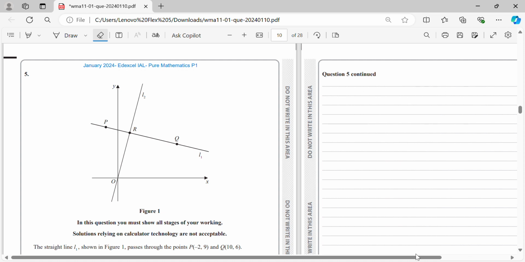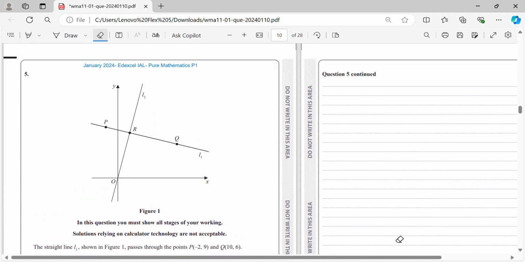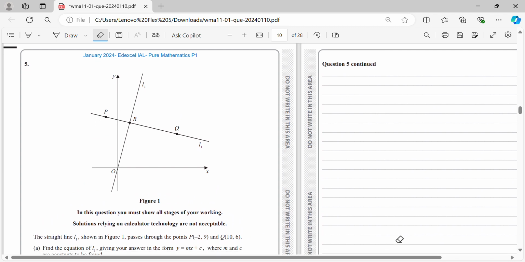This is question number 5 from the January 2024 Edexcel IAL Pure Mathematics paper 1. Question number 5 has two lines, L1 and L2. Okay, let's read the question.